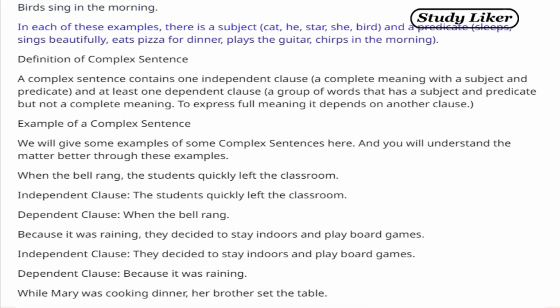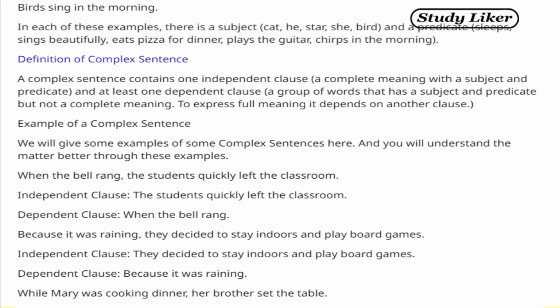In each of these examples, there is a subject (cat, he, she, birds) and a predicate (sleeps, sings beautifully, eats pizza for dinner, plays the guitar, chirps in the morning).